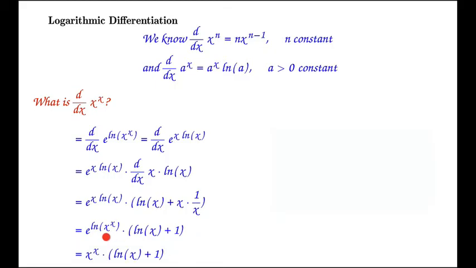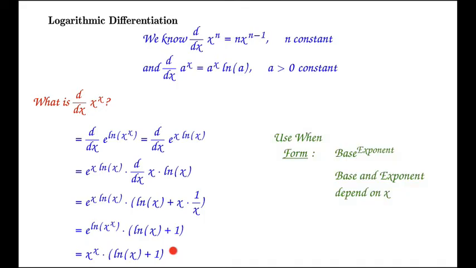And then finally we rewrite e raised to the quantity of ln of x to the x in its simple form, x raised to the power of x, and we have our final result, which is x to the x times the quantity of ln of x plus 1. And we can apply this formula when we have the form some base raised to some exponent, where both the base and the exponent depend on x. And this concludes this segment.